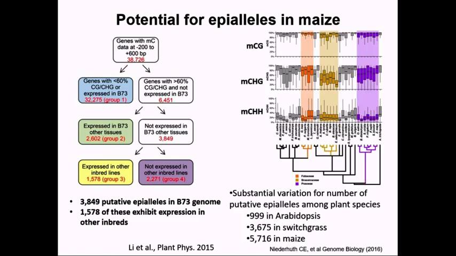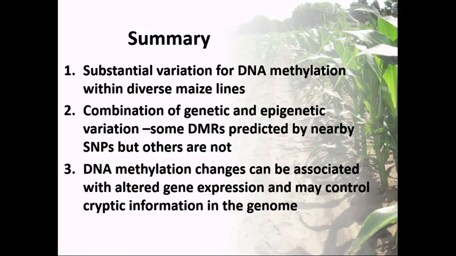Okay? Bob Schmitz also did a similar analysis. He predicted about 5,000 cryptic genes in the B73 genome. So there's this idea that epigenetics is reducing the amount of available information that we're using in the genome.